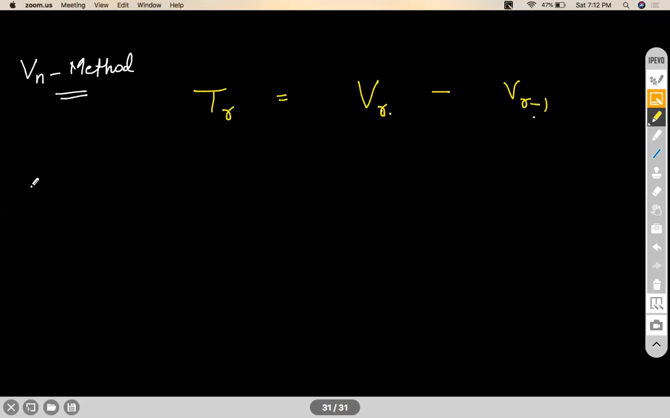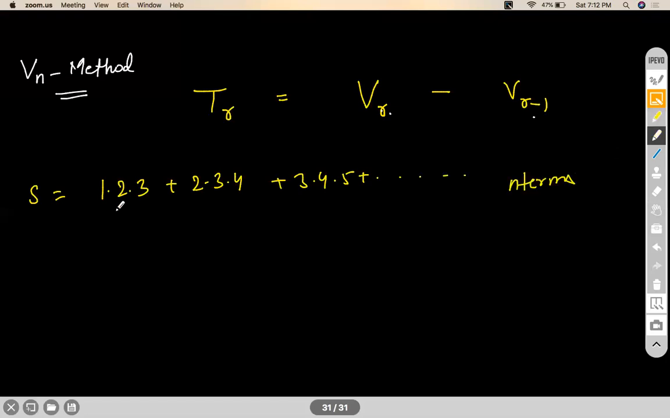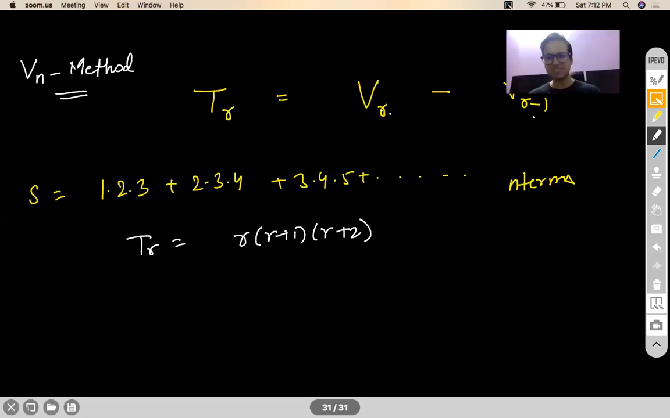Let's say I want to sum up 1, 2, 3, 2, 3, 4, 3, 4, 5, and so on till n terms. Now you would be thinking, sir, why are you teaching Vn method for this? We can always write down the Rth term as r, r plus 1, r plus 2, and we can apply the sigma method of summation. Absolutely correct. You can definitely do it. But listen to one more method. I think this will make your life slightly easy.